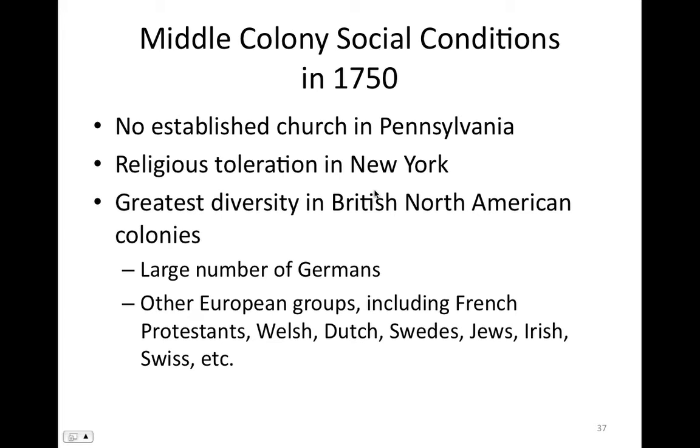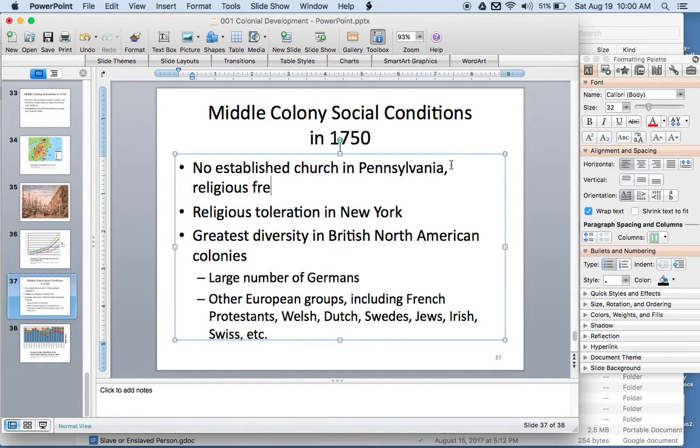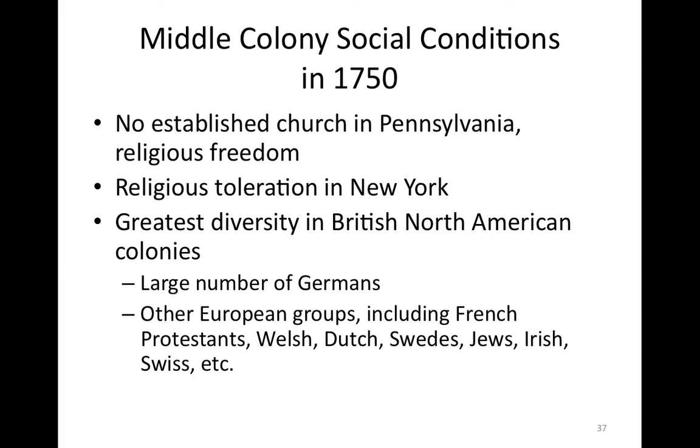Social conditions in the middle colonies. Because Pennsylvania was established by Quakers, who wanted religious freedom, they established a colony where religious freedom was allowed to all. So there was no established church in Pennsylvania. There was total religious freedom there as well. In New York, there was also religious toleration. People could more or less worship how they wanted to in New York as well.